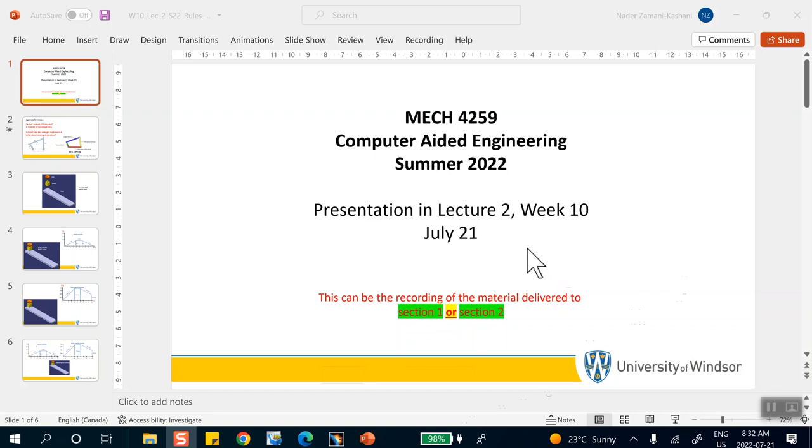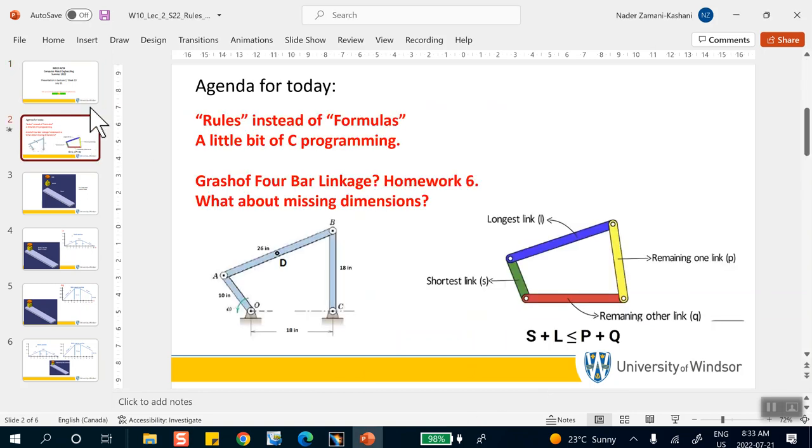All right, there was a question about homework number 6, the first one that I was not here for, and I want to go back to that. First of all, I'm going to be talking about rules instead of formulas, where we put physics into the problem. We'll do that later. That requires a little bit of C programming. I'm not an expert C programmer, neither are you. Maybe you are. But these are not complicated things. We're not talking about code that's 50 lines long. You'll see it.